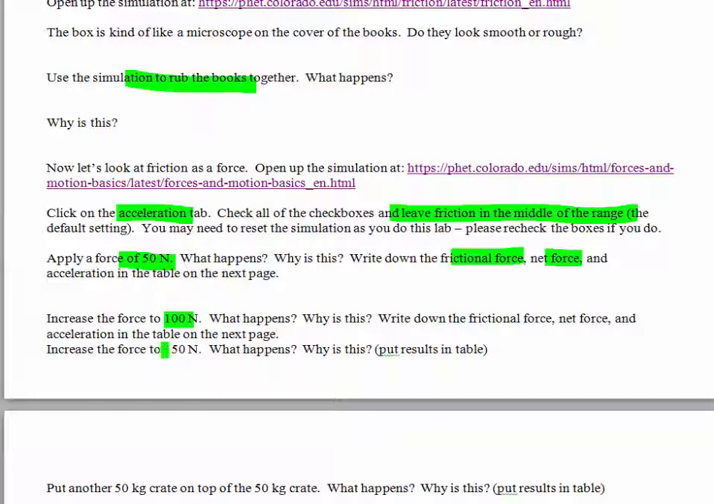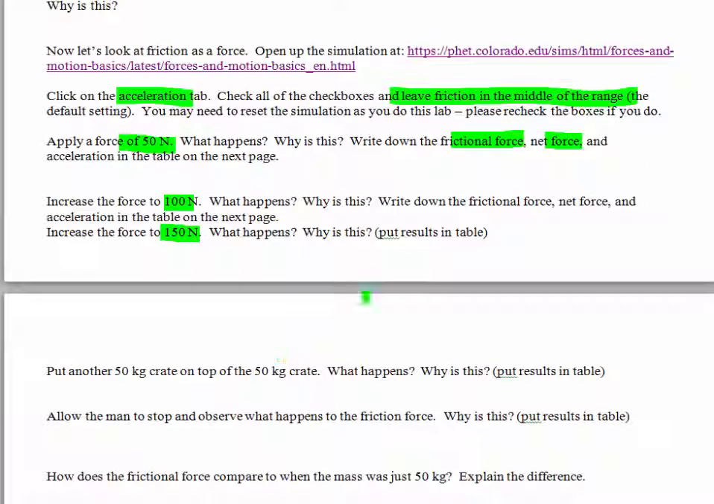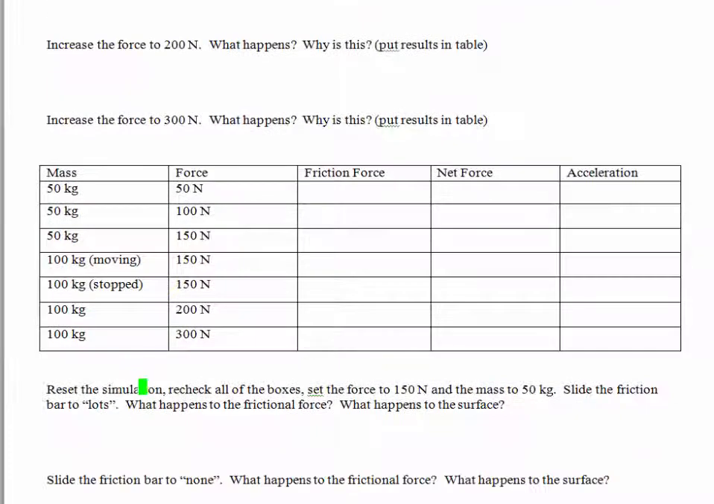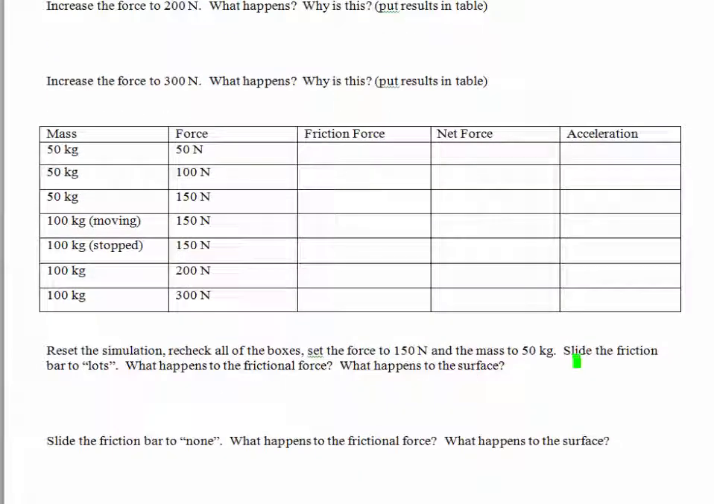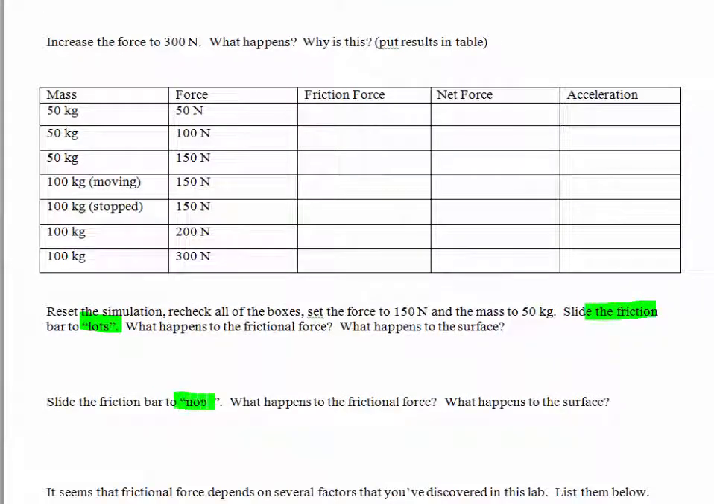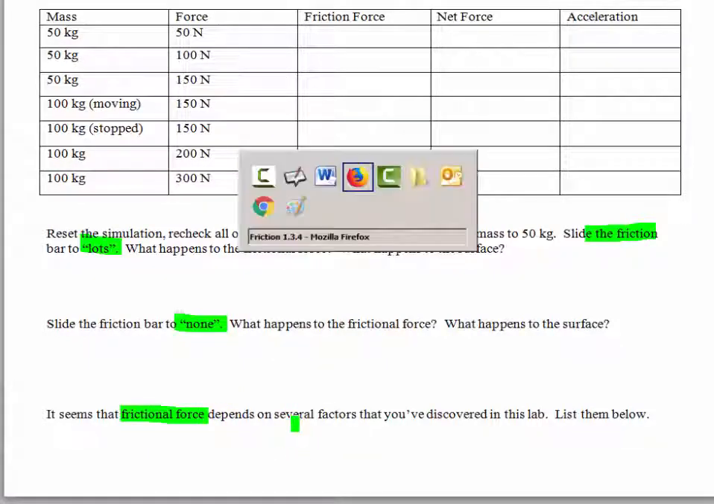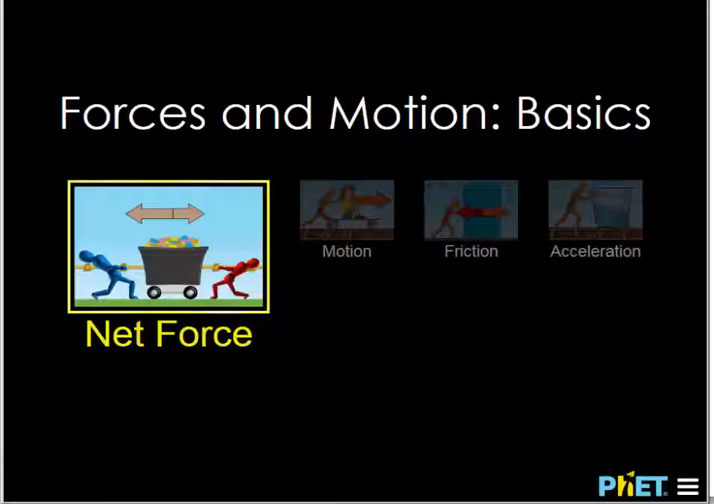I have you increase the force to 100 newtons, increase the force to 150 newtons, and put all of these in the table. And here's the table right over there. You're also going to increase the mass, and try moving and stopped, which are whole different things here. Last but not least, we're going to slide the friction bar to lots, and slide the friction bar to none. And what we're going to find is the frictional force depends on several things. So pop open the lab real quick.